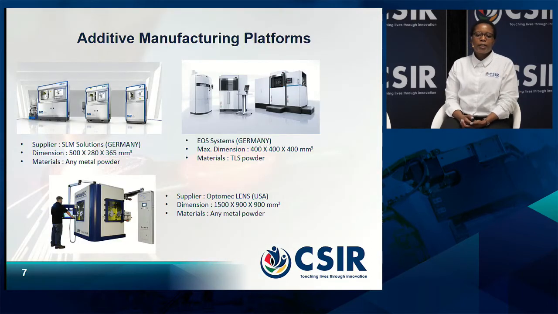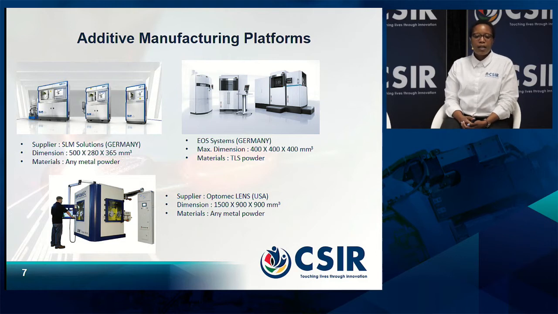So most of these platforms that are housed at the various institutions that I've just shown are commercial systems that are procured internationally, mostly in Germany. One of the main suppliers of additive manufacturing systems, or 3D printers, is SLM Solutions in Germany. They have a maximum size of about 500 millimeters, and it can accommodate any metal powder.